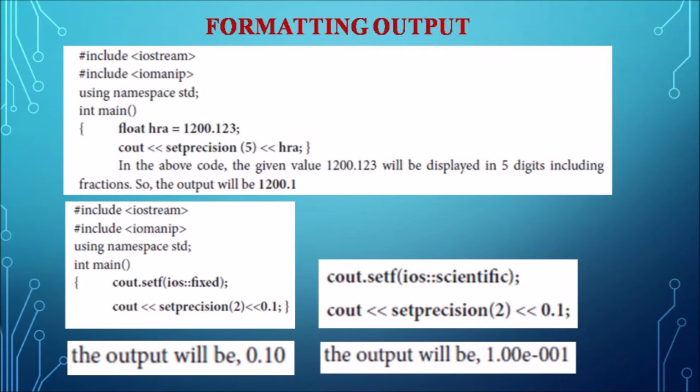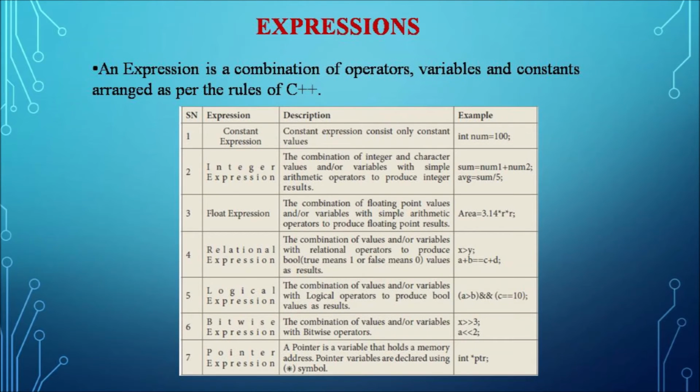So this type also can be used for printing the floating points. And the next topic which we are going to discuss is expressions. So what is an expression? How does this expression play a role in the C++ program?